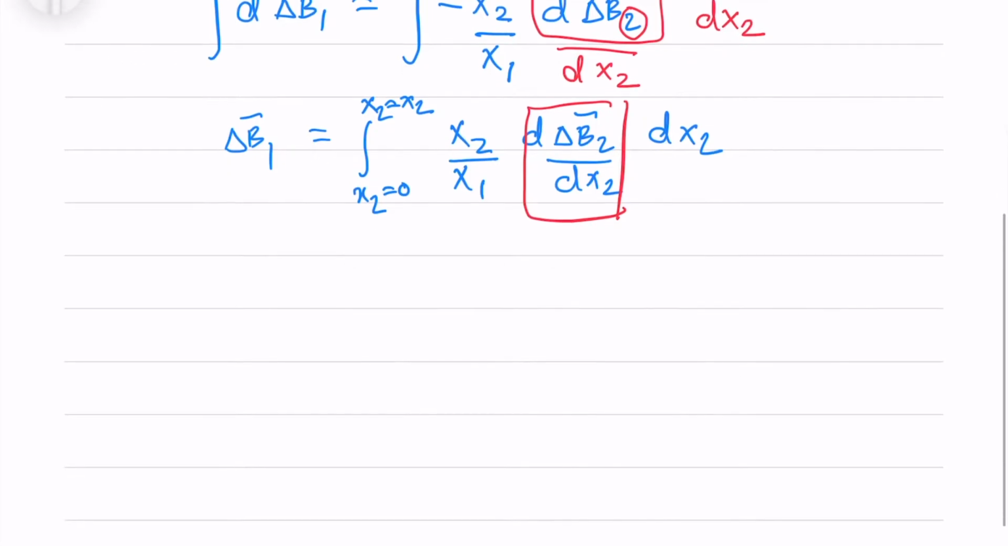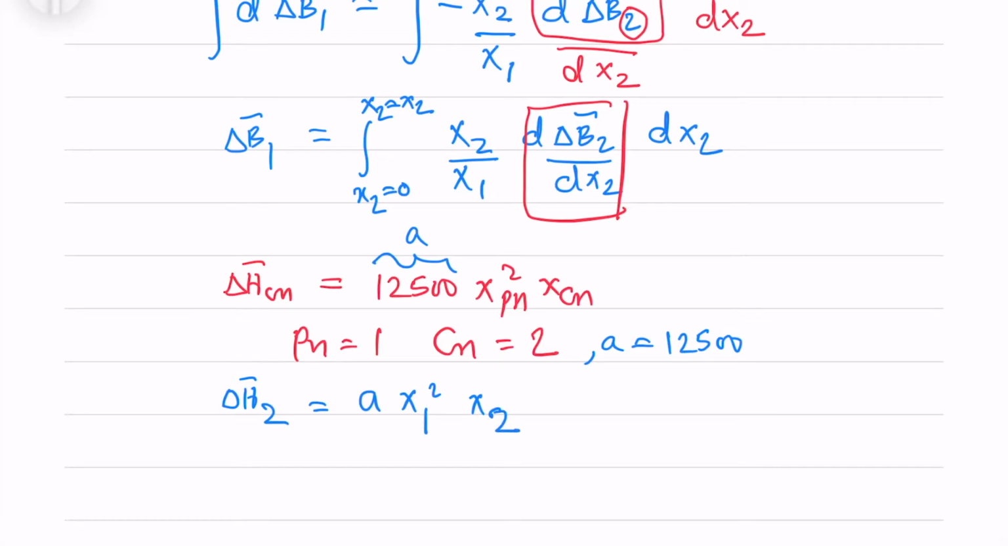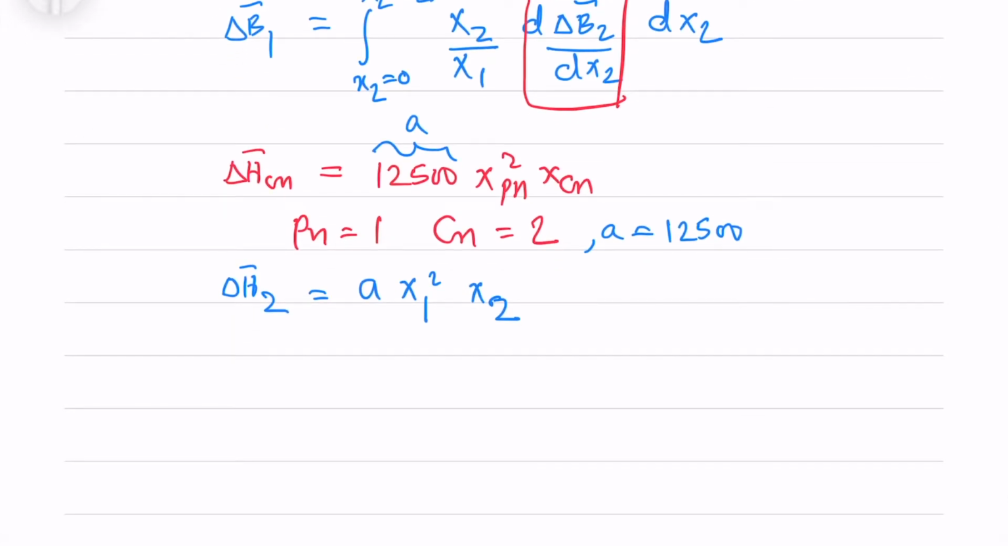So let's keep going forward. We have delta H and the partial property is nothing but this one. Let's take the first component as 1 and the second as 2. Based on that, delta H of 2 equals A times x1 squared times x2, where we take A as some constant, A equals 12,500. So we have this equation.